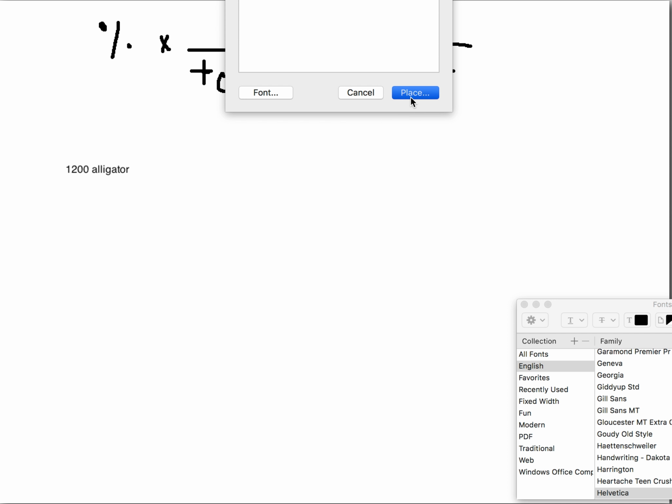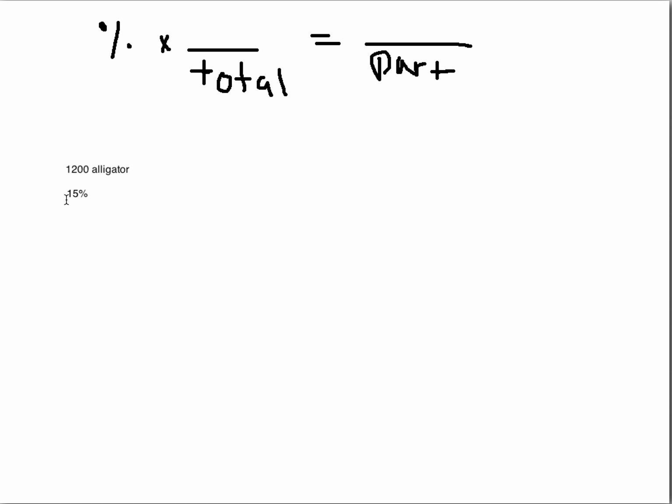So I want to find the total number of gators that might be hunted that year, assuming we did the entire 15%. To do that, we're going to have to convert 15% to a decimal, so I get 0.15. Now, remember, 1,200 is the total number of alligators that I could have in a given year. So I'm going to do 0.15 times 1,200, and that's going to give me the part.